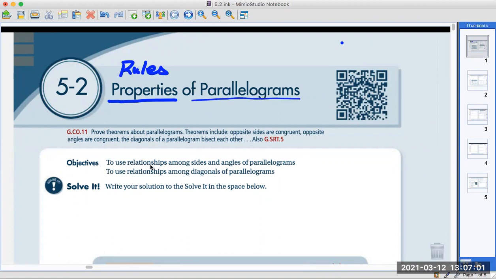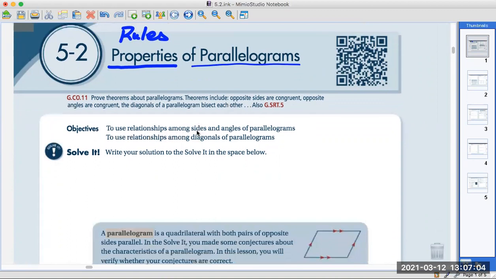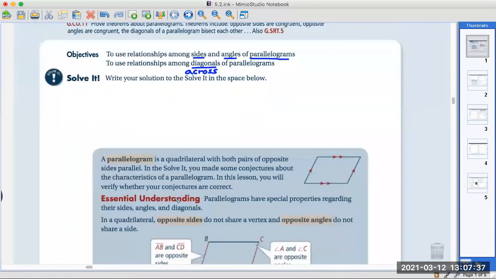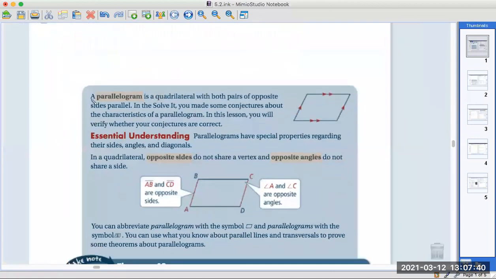And the objectives are to understand or to use relationships among sides and angles. Remember, we always talk about sides and angles, and you understand, are we talking about a side or are we talking about an angle? So you want to keep these two items straight of parallelograms, and to use relationships among diagonals of parallelograms. The diagonals are like going across from one corner to the other. So it's not straight, it's across, okay? Diagonals.